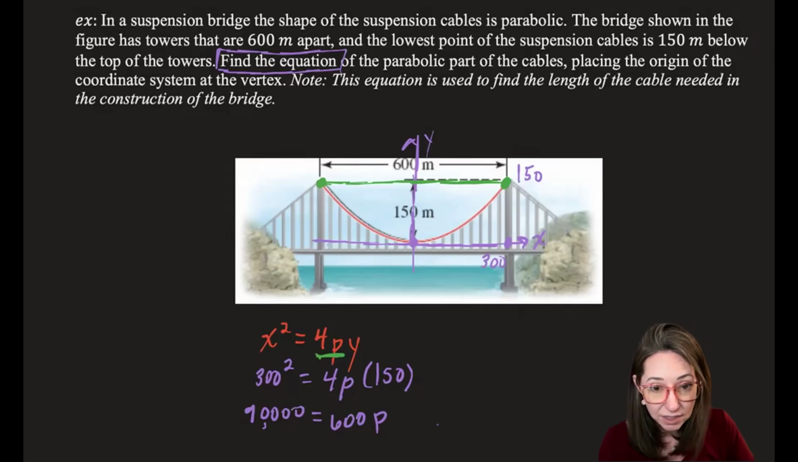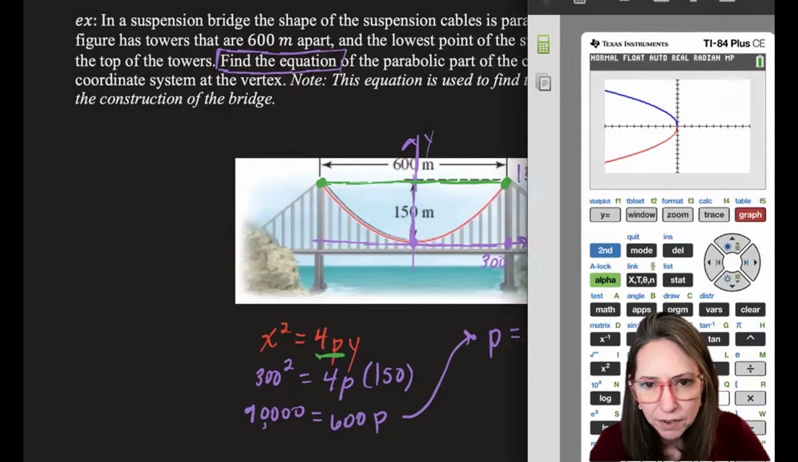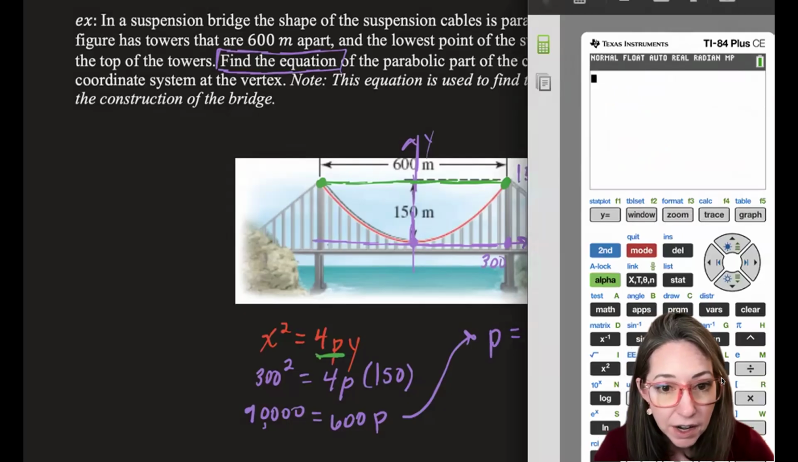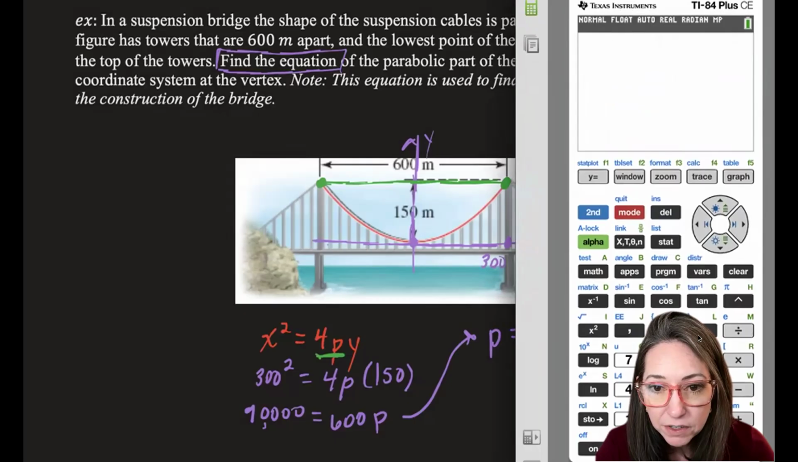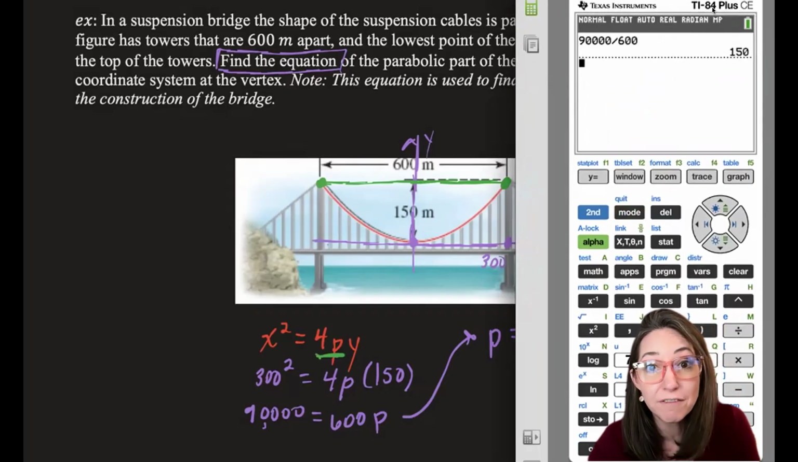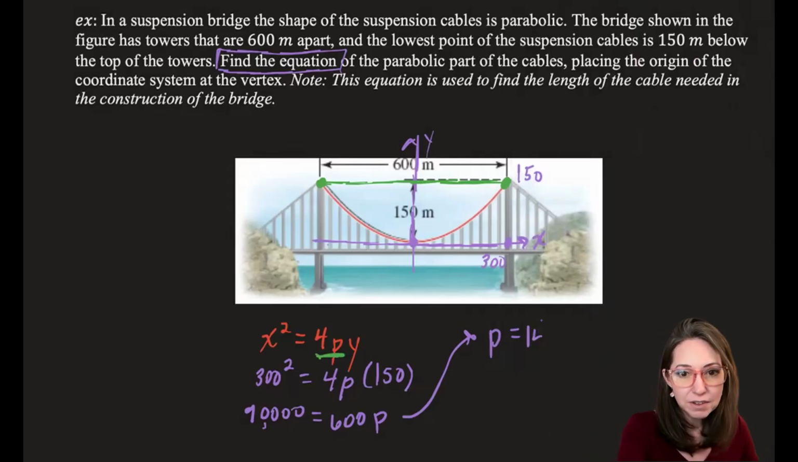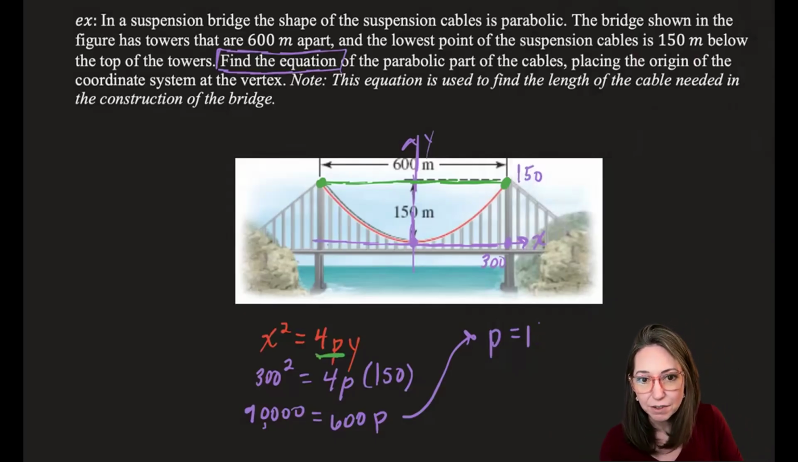So if we divide both sides of that equation, we'll just do that on the calculator right here. I'll scoot this up here so we can see. There we go. So 90,000 divided by 600, we get 150. So p is 150. So it does turn out that that is going through the focus, right? Although that's not necessarily obvious at first glance.